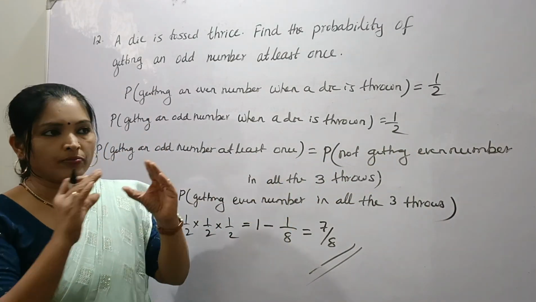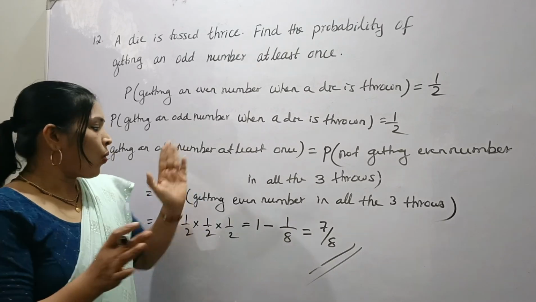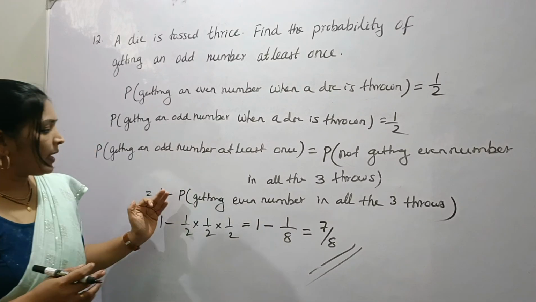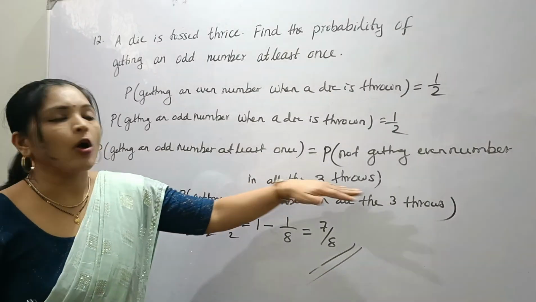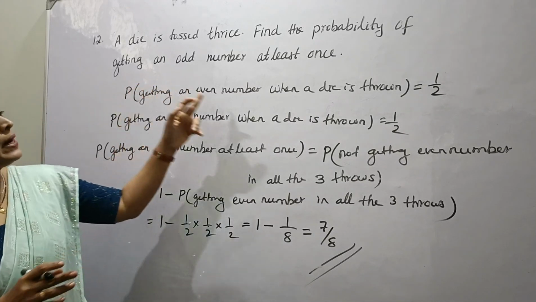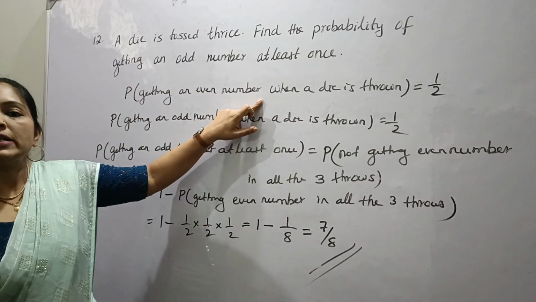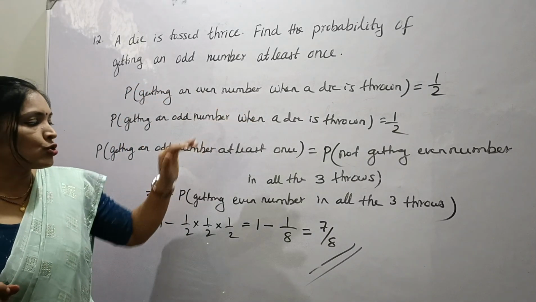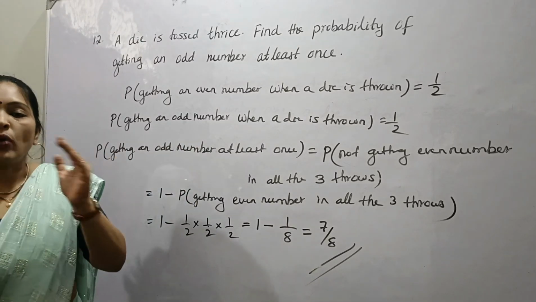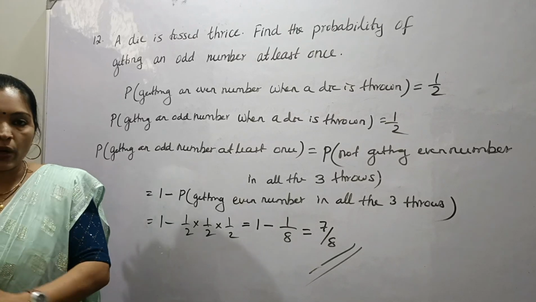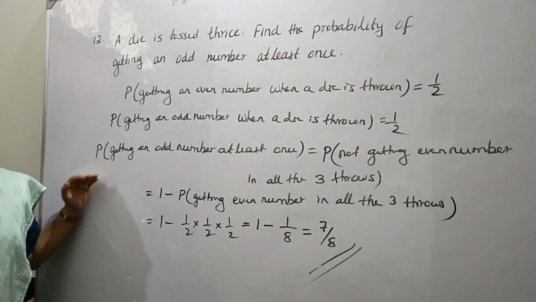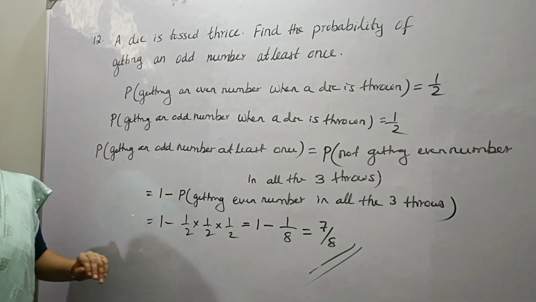Right? Complement means we know that probability of A complement is 1 minus probability of A. Right? So 1 minus probability of getting an even number in all the 3 throws. And we know that probability of getting an even number when a die is thrown is 1 by 2. Okay. So probability of getting an even number in all the 3 throws is 1 by 2 into 1 by 2 into 1 by 2. Okay. That is 7 by 8. So probability of getting an odd number at least once is 7 by 8.